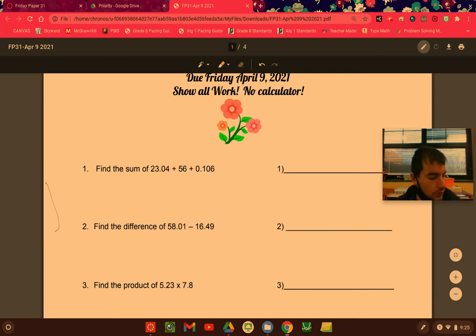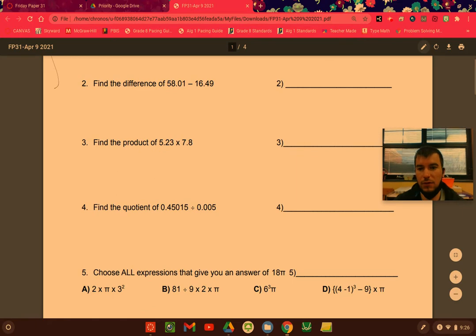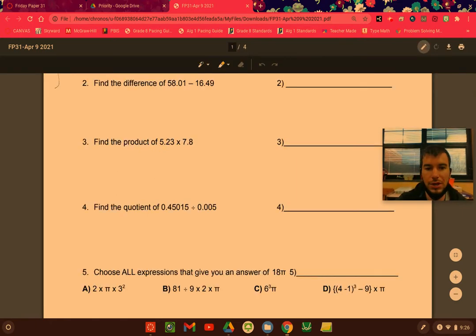So today I'm going to be in charge of the Friday paper problems, so I'll just dive on into it. We're going to start with number 4 right here. Make my pen a little bit bigger. Number 4, we're looking at these two big decimals: find the quotient of 0.45015 divided by 0.005. We've done a lot of problems like these.